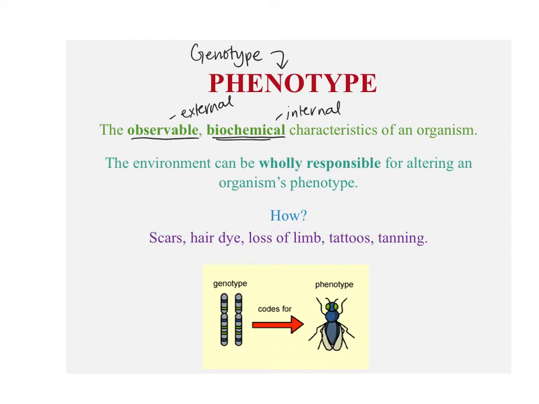Now, sometimes our environment can be entirely or wholly responsible for altering someone's phenotype. I might dye my hair bright ginger. I might have tattoos. I might decide that I fancy a little bit of fake tan. I don't know why I would, but some of you might do. But also things like scars. They are permanent changes to your phenotype that are not caused by your genes. So it's important to remember that the genotype affects the phenotype, but the environment can also affect the phenotype without the impact of genes.